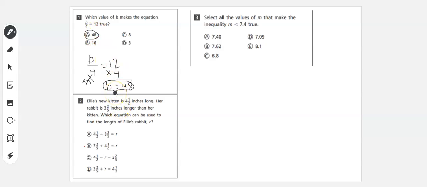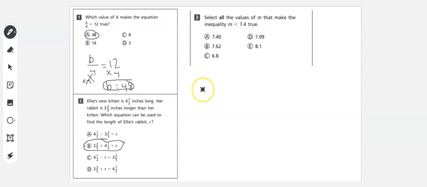Number 2, Ellie's new kitten is 4.5 inches long. Her rabbit is 3 2/5 inches longer than her kitten. Which equation can be used to find the length of Ellie's rabbit R? This one is a little different than what we've been doing. We're going to set it equal to R, and we need to add both of these together so we can find the total amount right here. That was a terrible circle.